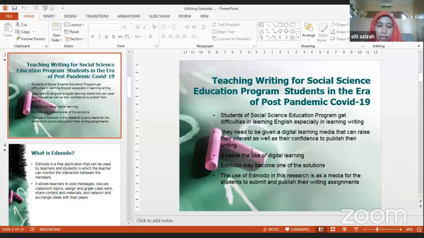the media that is suitable for the students, that can raise their motivation and also their confidence. So Edmodo, I think, may become one of the solutions. The use of Edmodo in this research is as a medium for the students to submit and publish their writing assignments.